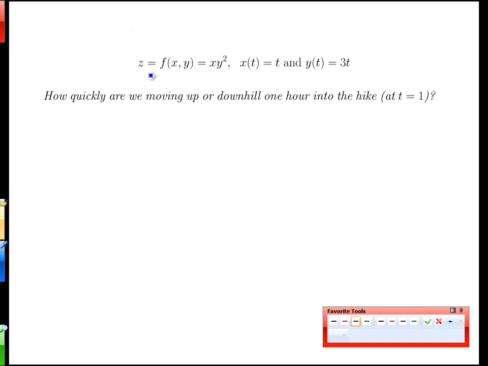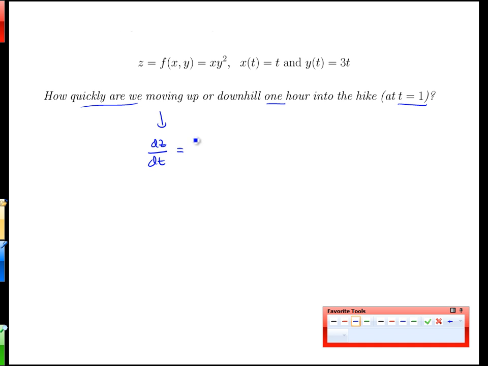All right, let's go about the actual calculations. We are given the same functions again, and we're asked how quickly we are moving up or downhill 1 hour into the hike, so t equals 1. The immediate interpretation of how quickly we are moving up or downhill is the partial derivative of z with respect to time.